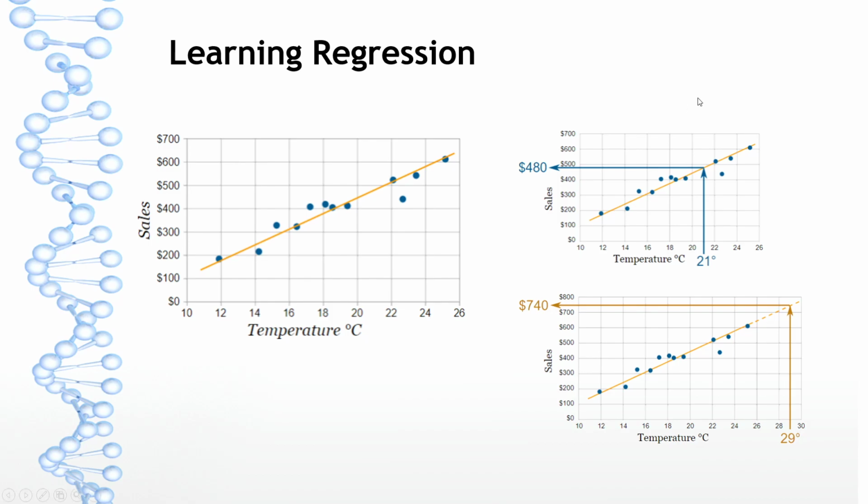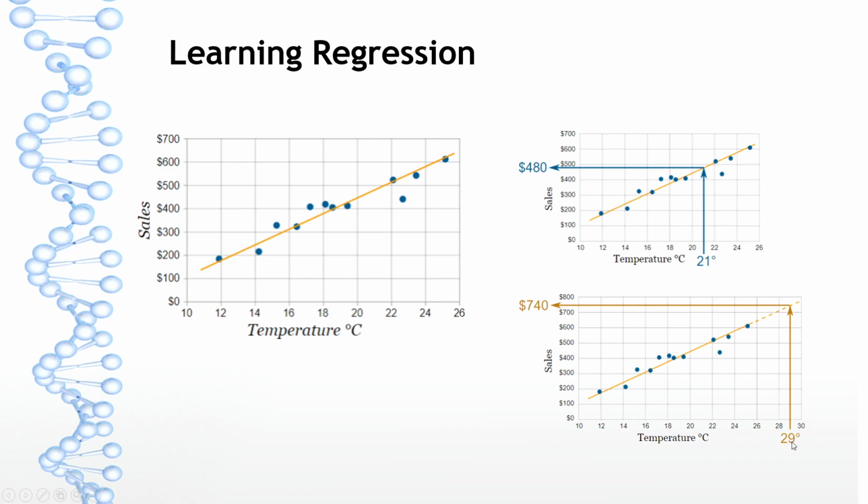We can see here in this first chart on the upper right hand, if the temperature was 21 degrees Celsius, we're probably looking at about $480 in sales of ice cream. This is called interpolation because the point that we're looking to estimate lies within the limits of our existing data points.